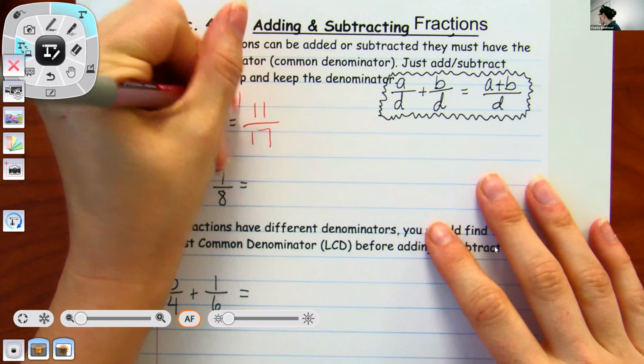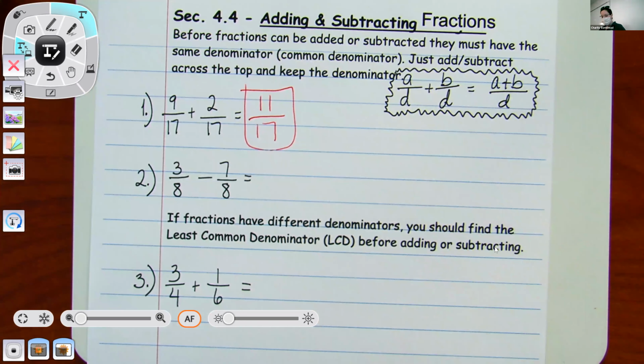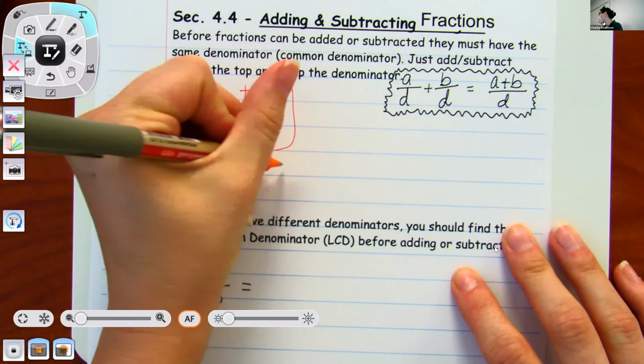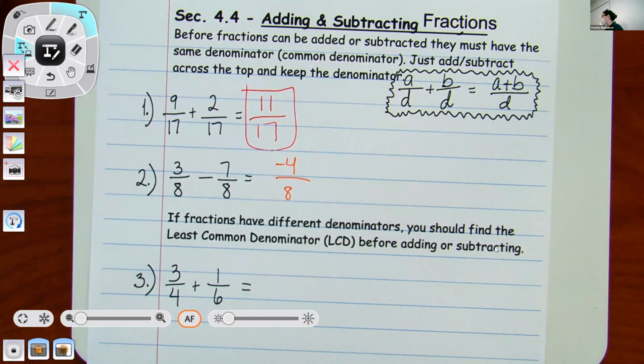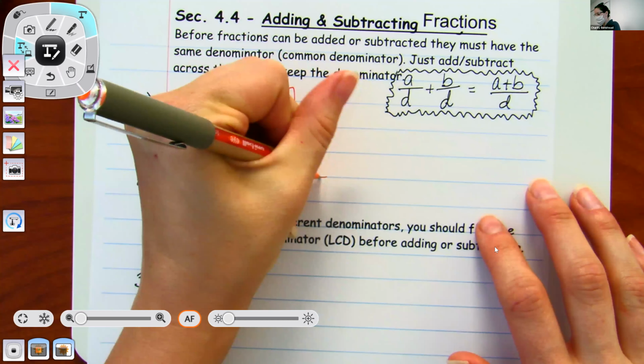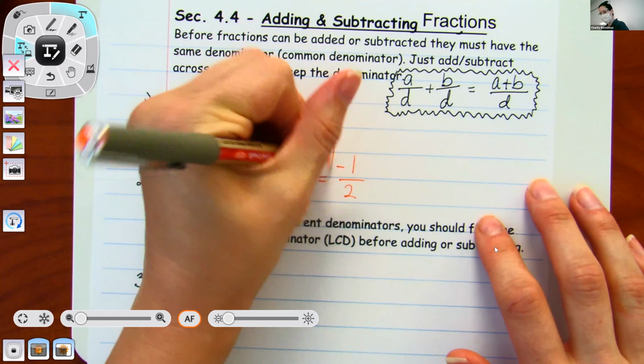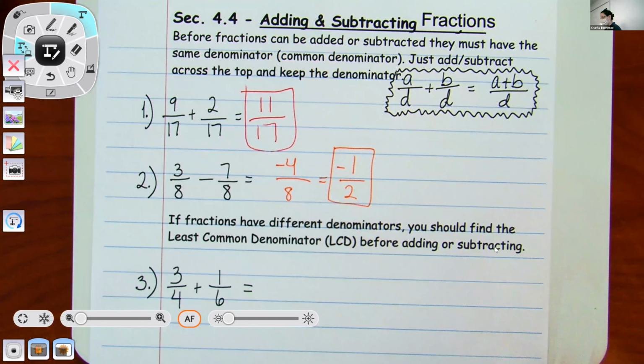And 3/8 minus 7/8. So 3 minus 7 equals -4. So that's -4 over 8. But we need to simplify, or in other words, reduce that. So 4 goes into 4 one time, and 4 goes into 8 two times. So -1/2 is the final answer.